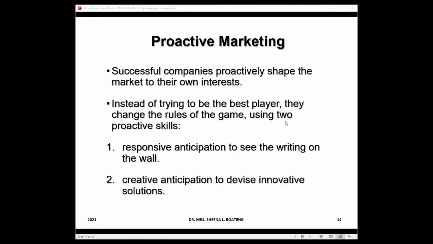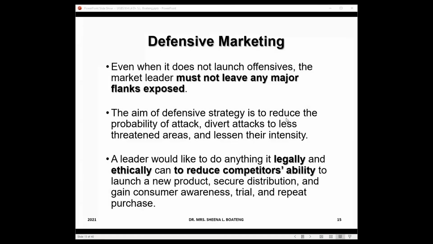Now, we mentioned that in addition to proactive marketing, the firm must also engage in defensive marketing. And here, when it comes to defensive marketing, it's all about them being protective of their current market share. So even when they do not launch offensives against other competing firms, they must make sure that whatever products and services they have currently, for which there are rivals and substitutes, they do not leave any major flanks exposed for any competitor to come and attack.